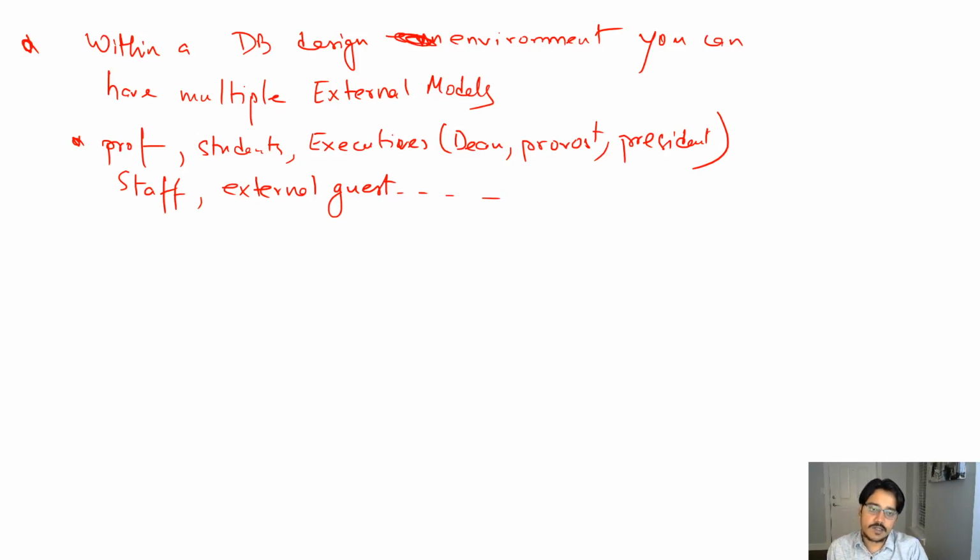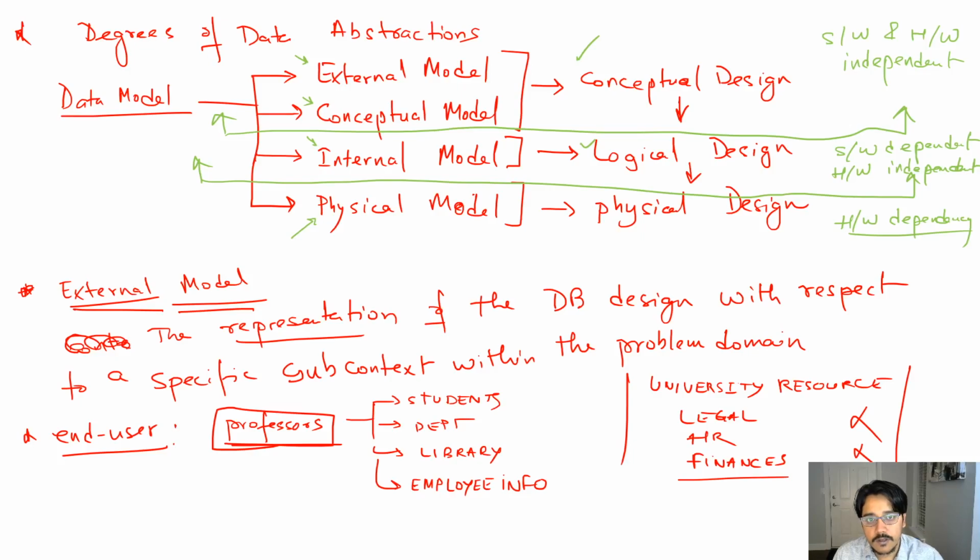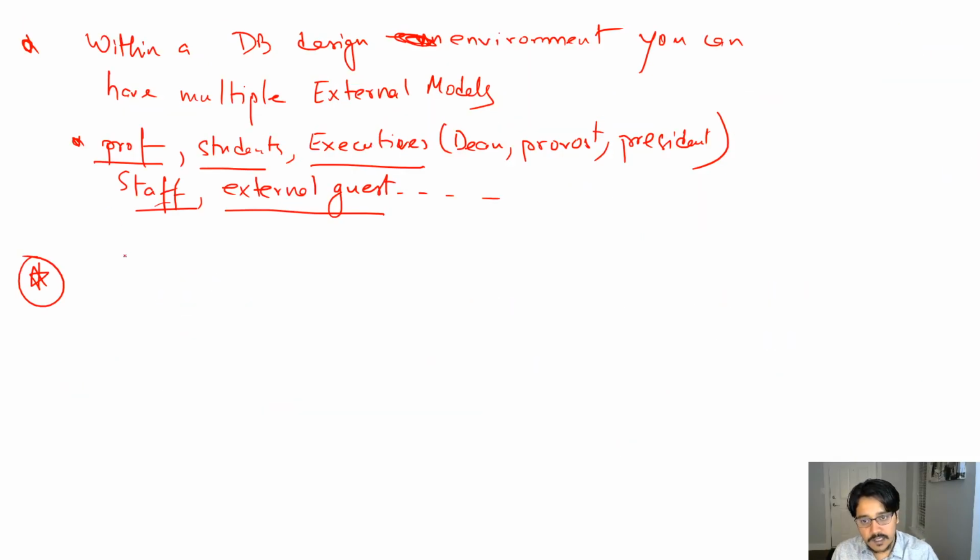Okay, so basically the first thing that you have to do when you're designing your database is you have to identify what are the different involved parties within your problem domain who will be interacting with your database, right? So that is the first thing that you will have to identify. And once you have identified that, then you will model an external model for each one of those involved entities, right? So once that is done, the next step in the process is basically the conceptual model.